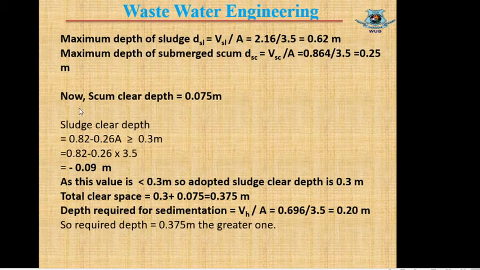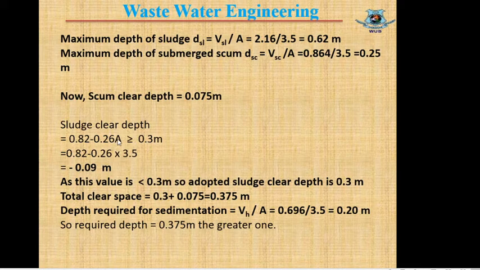Now we need to calculate scum clear depth. Here the standard value of scum clear depth is 0.075. It is constant. Always we will use this value. Slush clear depth: there is an equation to calculate the slush clear depth, which is 0.82 minus 0.26 into A, and this value should be equal to or greater than 0.3 meter.